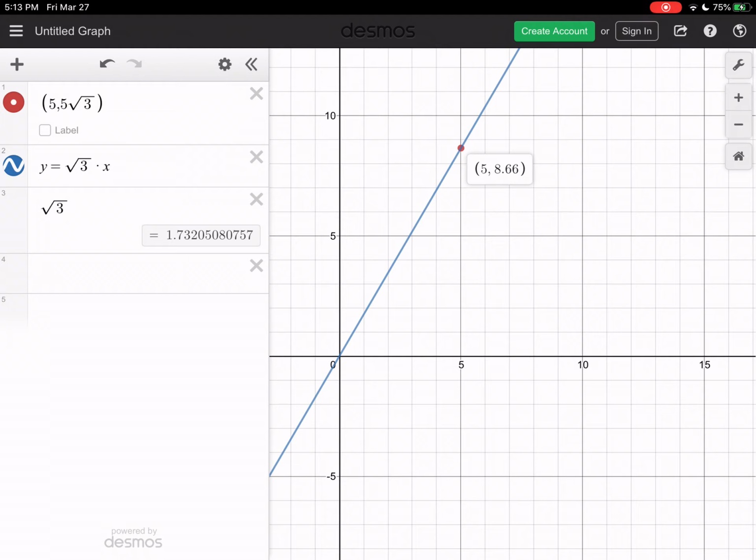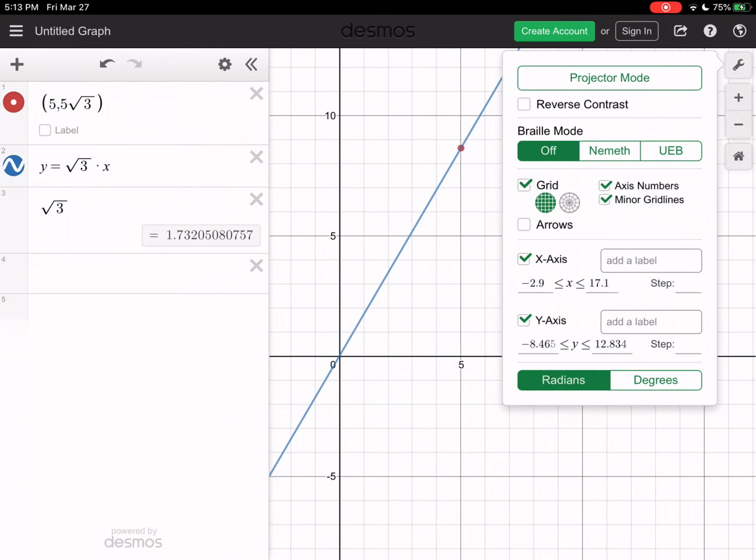What I want you to do when you're working in trig right now is click the wrench in the upper right hand corner and make sure that you are in degree mode. Desmos will always default to radian mode. We'll talk about radians soon enough, but for now we want to work in degrees.